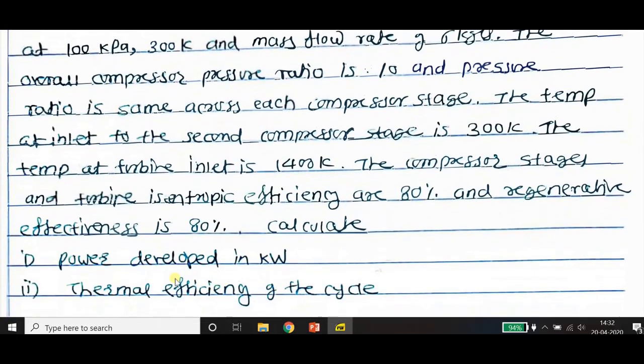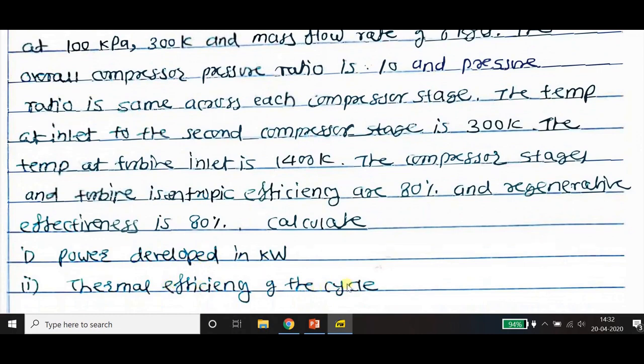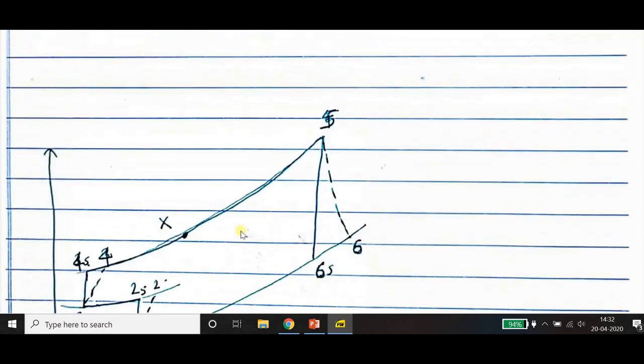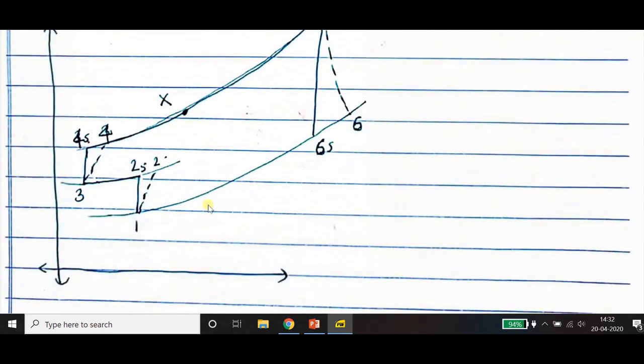So you have to calculate the power developed in kilowatt and thermal efficiency of the cycle. Isentropic efficiency of the compressor and turbine is given to you, and regenerative effectiveness is also given to you. There is a regenerator also. So if I draw the thermodynamic Brayton cycle for this particular problem, it is something like this.